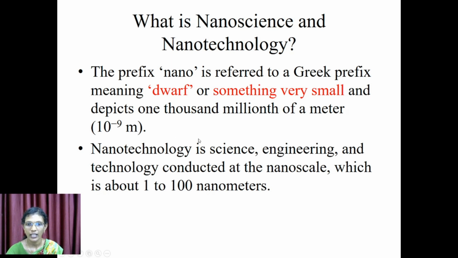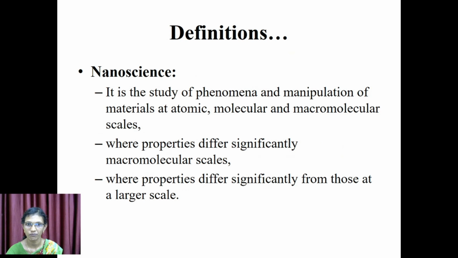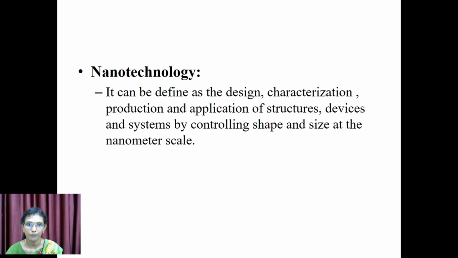Nanotechnology is science, engineering and technology conducted at the nanoscale, which is about 1 to 100 nanometers. We are going to see the definitions following. The definition of nanoscience: it is the study of the phenomena and manipulation of materials at atomic, molecular and macromolecular scales, where the properties differ significantly from those at a larger scale.